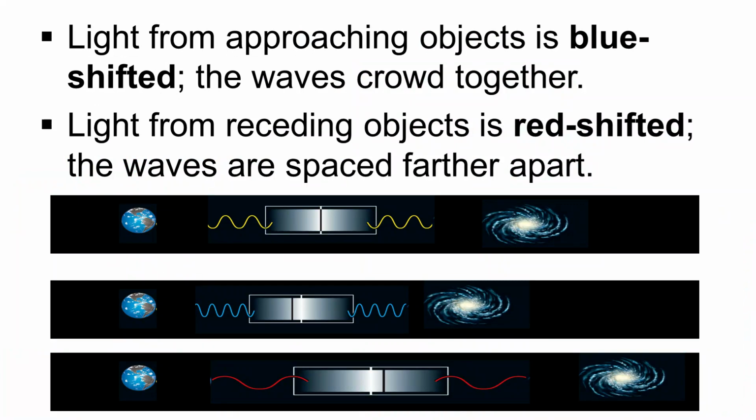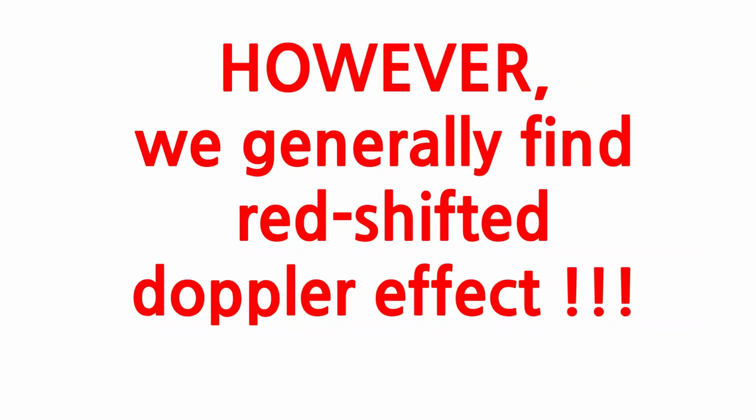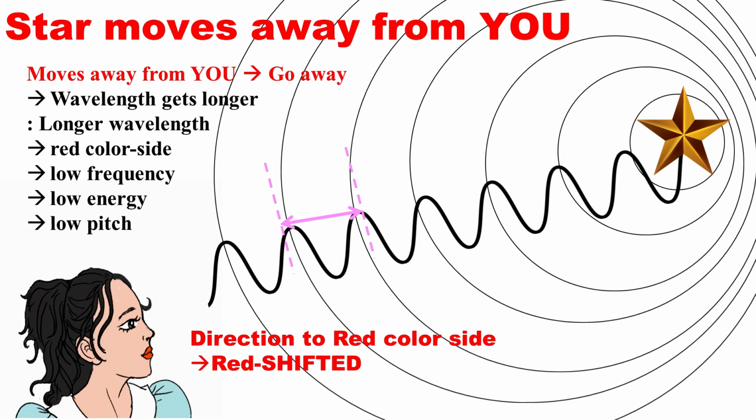So light from approaching objects is blue shifted. The waves crowd together. Light from receding objects is red shifted. The waves are spread further apart. However, in real astronomy, we generally find the redshifted Doppler effect a lot. We observe lots of redshifted galaxies, a lot more than blue shifted galaxies. So we see a lot of redshifted stars or galaxies in the night sky. Most of them are moving away from us.